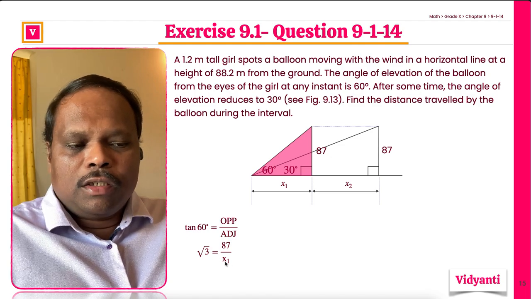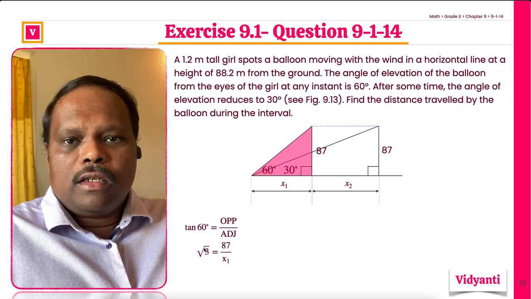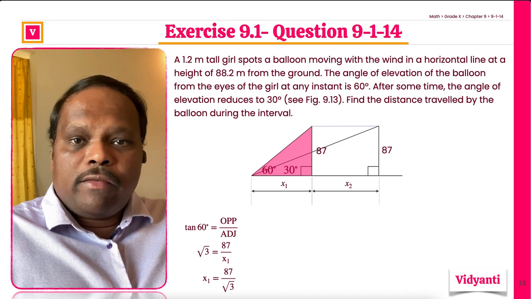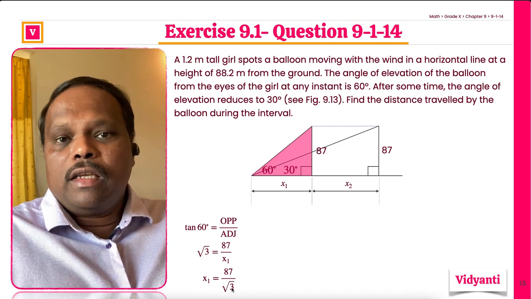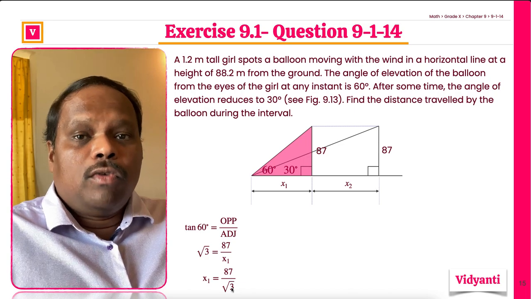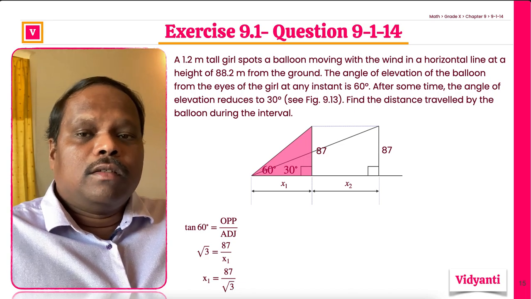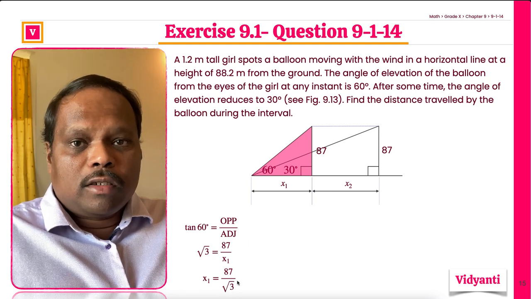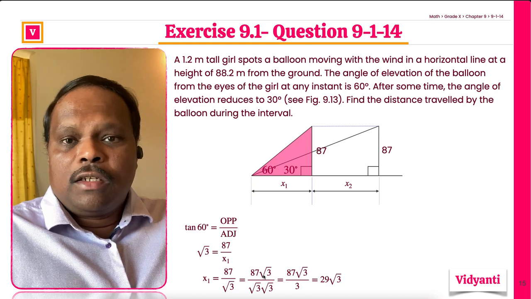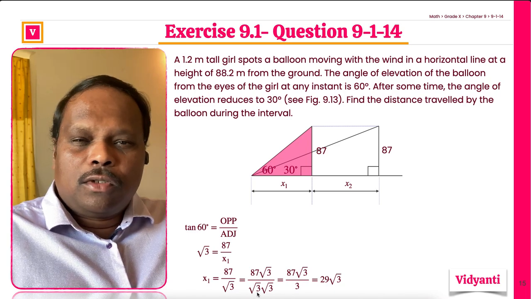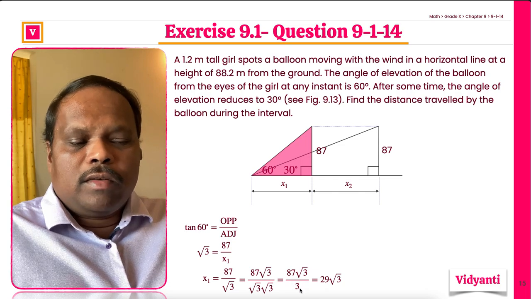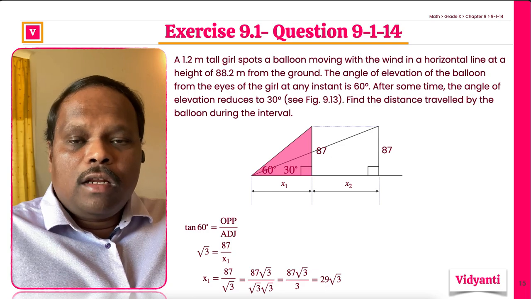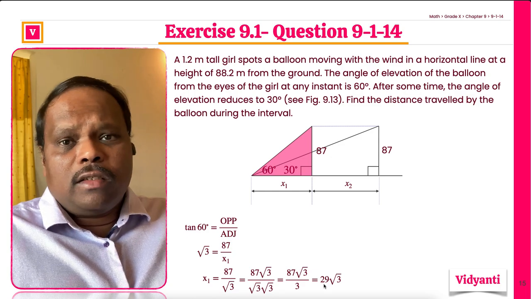We can exchange x1 with root 3. So x1 goes here, root 3 comes in the denominator, and we can write x1 is equal to 87 over root 3. Now the denominator is irrational, involving a square root. So we'll perform rationalization, which will eventually help us in addition or subtraction. So we are going to multiply both numerator and denominator by root 3. If you do that, you will get an additional root 3 in the numerator, and this root 3 in the denominator will become 3. 87 can be divided by 3. So the x1 value will come out to be 29 root 3 meters. But that's not what we want.